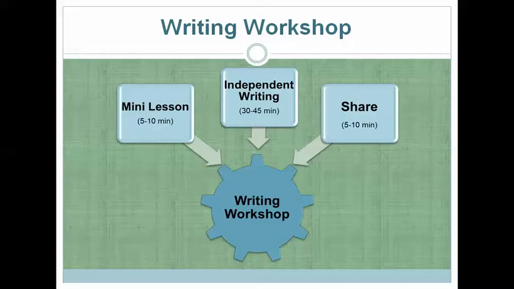But the reason why we would say 5 to 10 minutes is because really when we think about a mini lesson, we do want it to stay mini. We do want to make sure that we're providing a lot of time for students to actually try and do the work that we're teaching them around the Common Core writing standards.